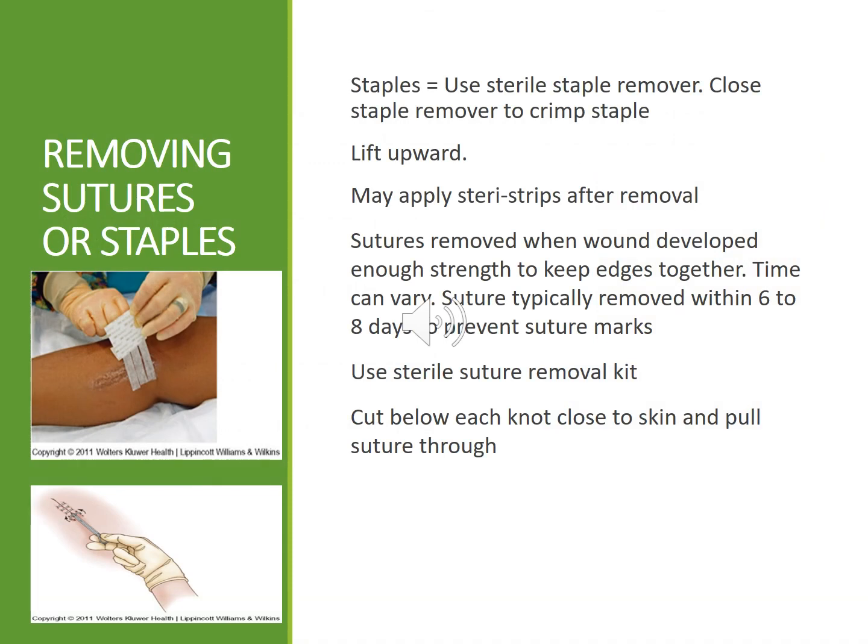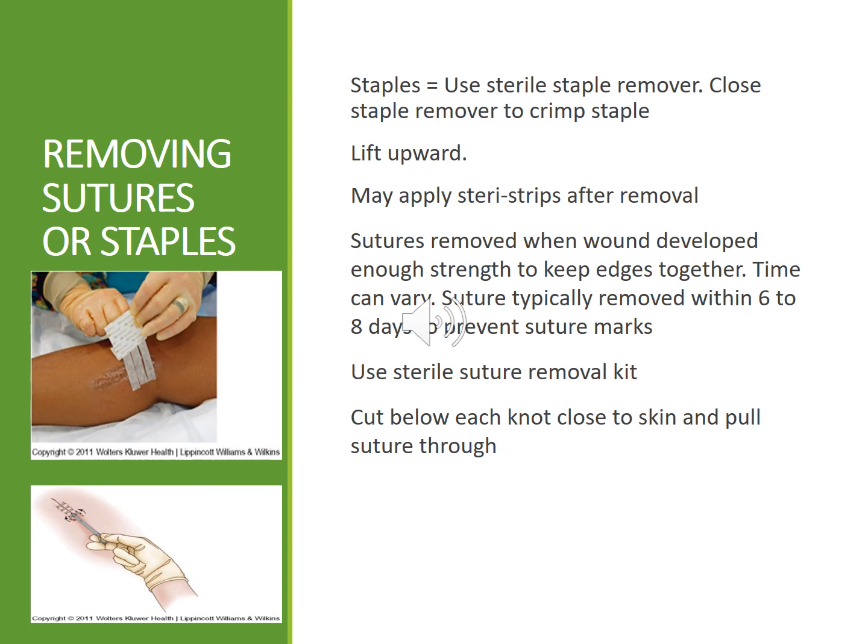And this is our last slide for this chapter. I'm sure you're as excited as I am. And it talks about removing sutures or staples. So staples, we want to get a sterile staple remover. There will be kits on the unit. A closed staple remover is used to kind of crimp the staple and lift up on it upward. After staples are removed, you may want to apply steri strips after removal. Again, you can check your physician orders to see if that's wanted.